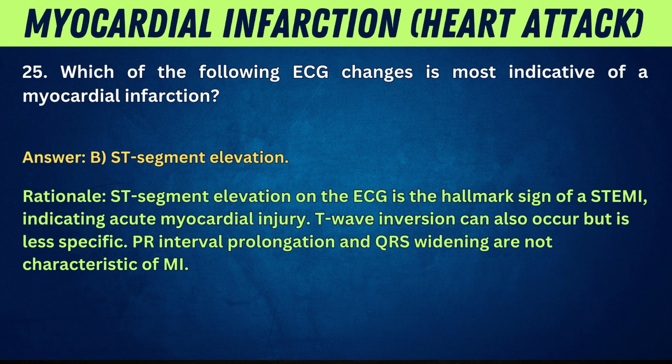ST segment elevation. Rationale: ST segment elevation on the ECG is the hallmark sign of a STEMI, indicating acute myocardial injury. T-wave inversion can also occur, but is less specific. PR interval prolongation and QRS widening are not characteristic of MI.